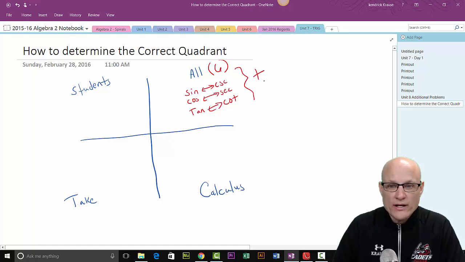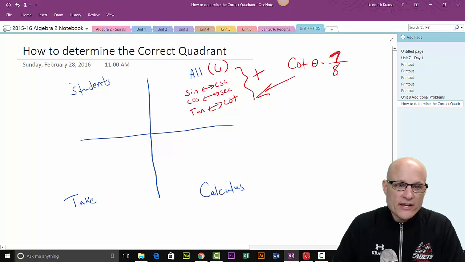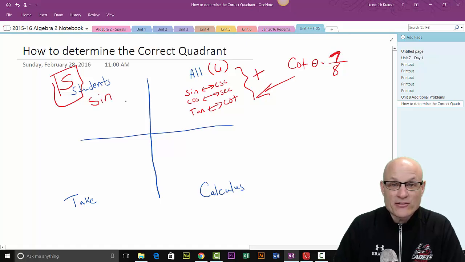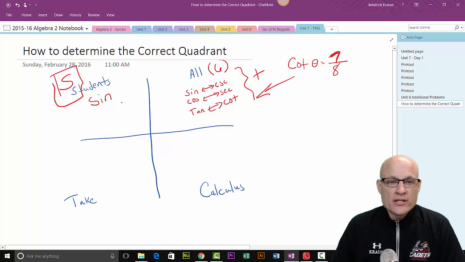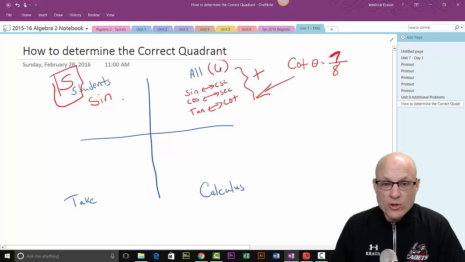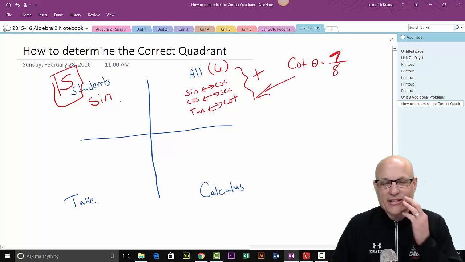So no matter what, if I say cotangent of theta is equal to positive 7/8, then you know you are going to be in the first quadrant. When I say students, really we're talking about the S in students. This means that sine is positive. Remember, we're only using the regular functions, the ones we know, sine, cosine, and tangent, not the reciprocal functions.